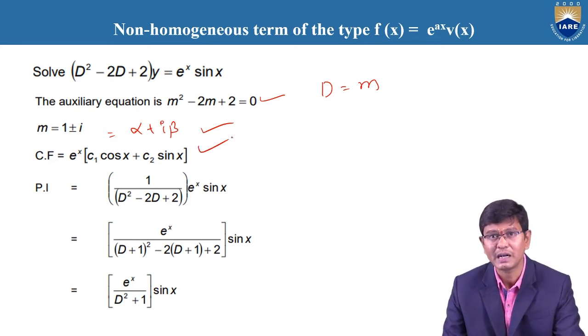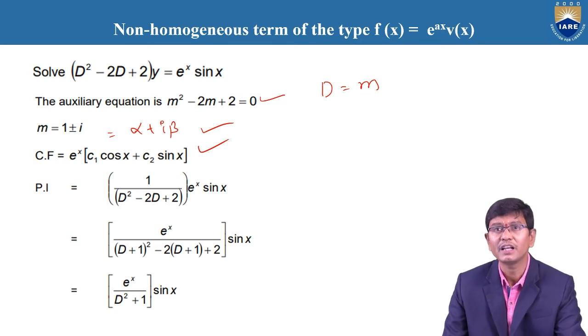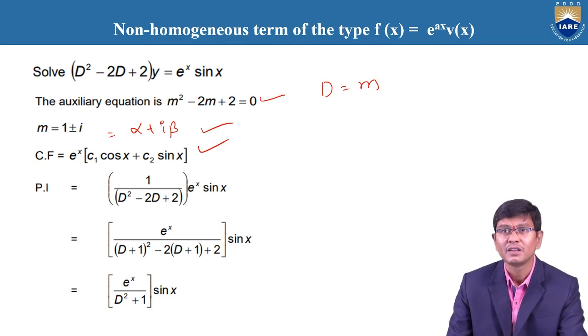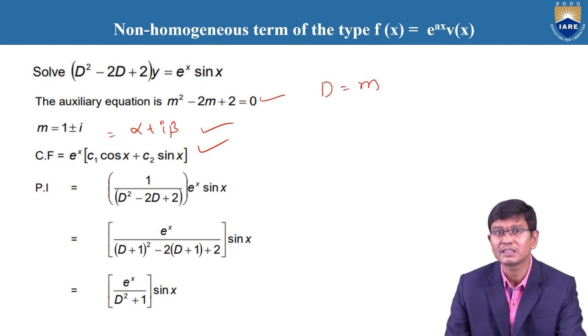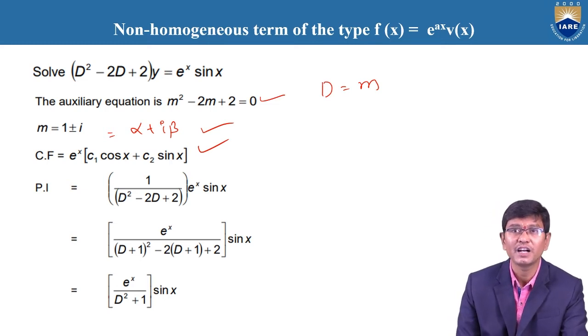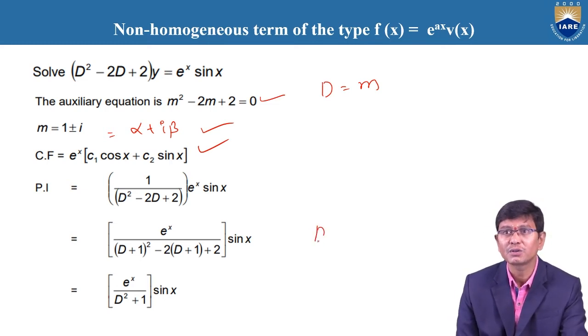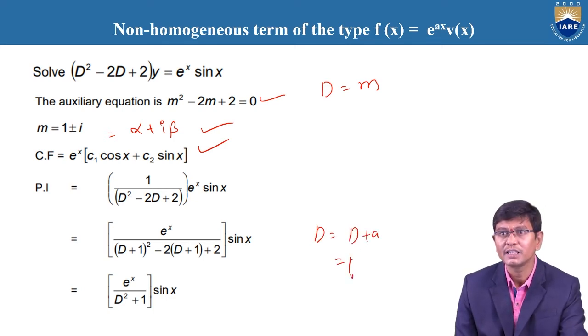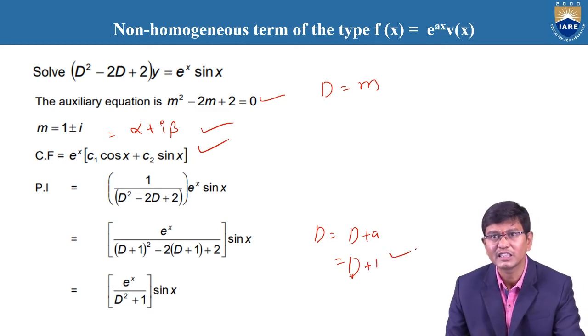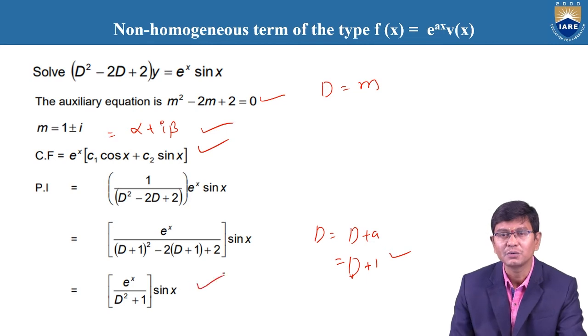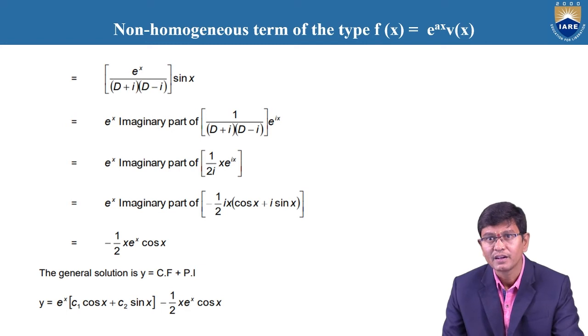Now we need to find the particular integral. The particular integral similarly here also has e power x in the combination. Before taking out common e power x, using case 4, we need to replace D with D plus a in the denominator. Here a is equal to 1. Therefore, we replace D with D plus 1 and proceed further. After simplification here, e power x into the denominator D square plus 1 into sin x, and here D plus 1.